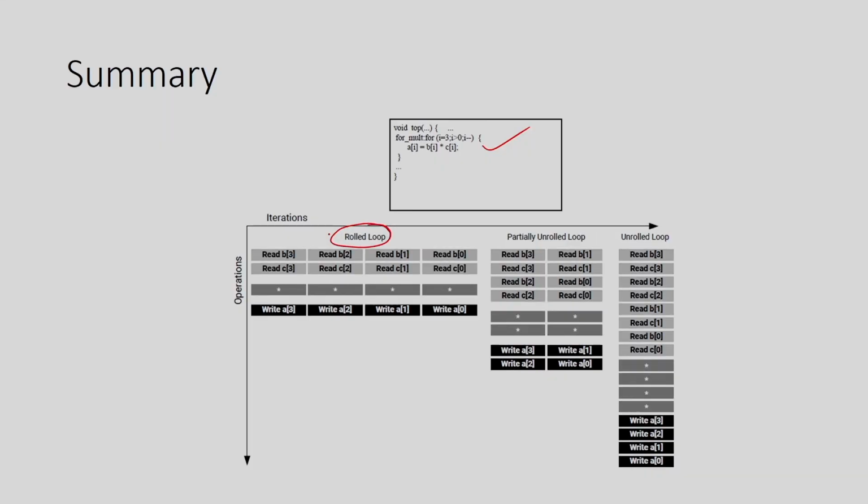So, we have seen in this class the 3 ways of executing the loop: complete unrolling, partial unrolling, or complete rolled implementation. If you take this loop, this diagram summarizes that. If you have a complete rolled implementation, in iteration 1 you read B3 C3, then do the addition operation and then you write A3. So, this is your clock 1. In clock 2 you read B2 C2, do the multiplication operation and write A2. So, this is your clock 2 and then clock 3 and clock 4.